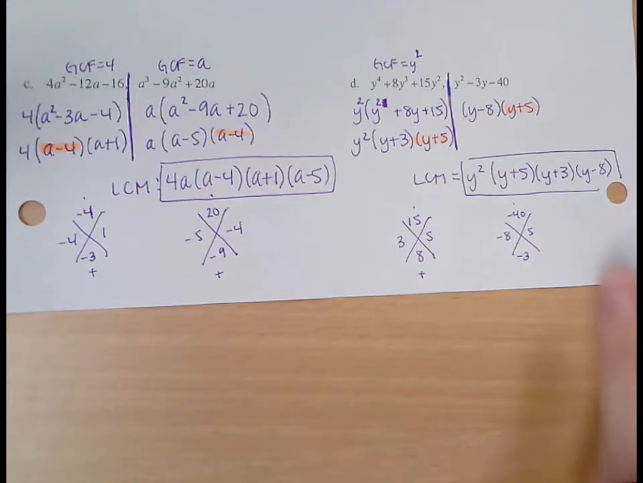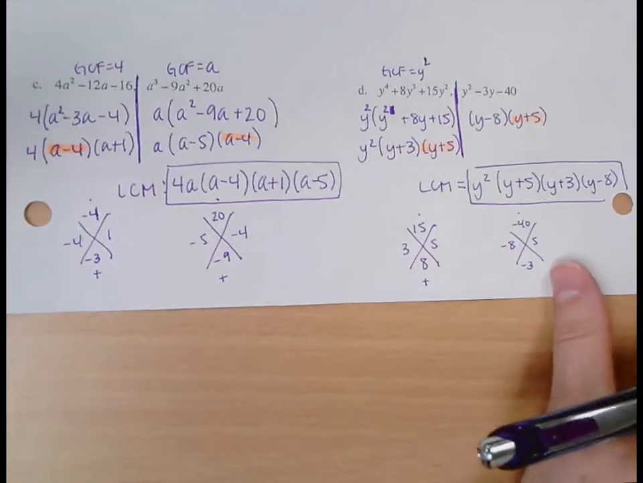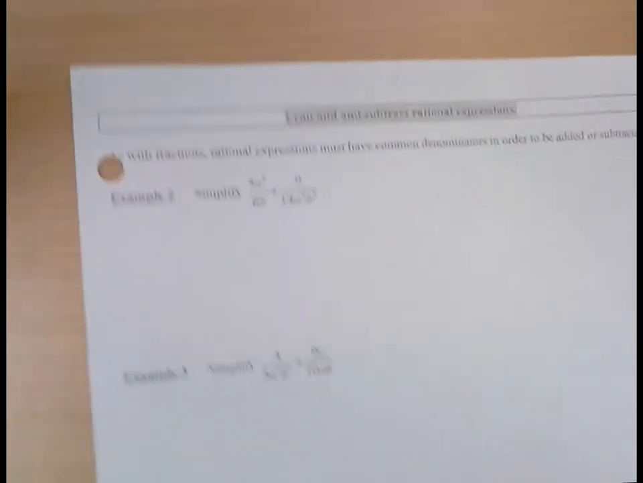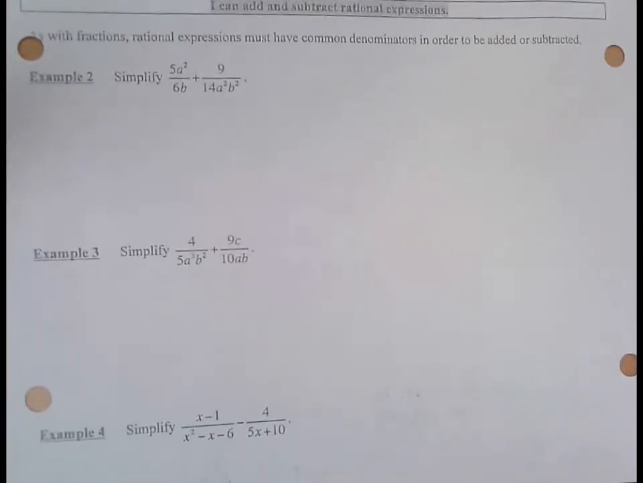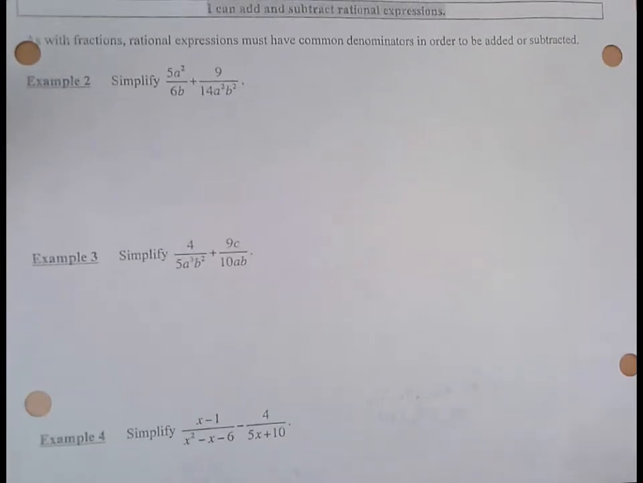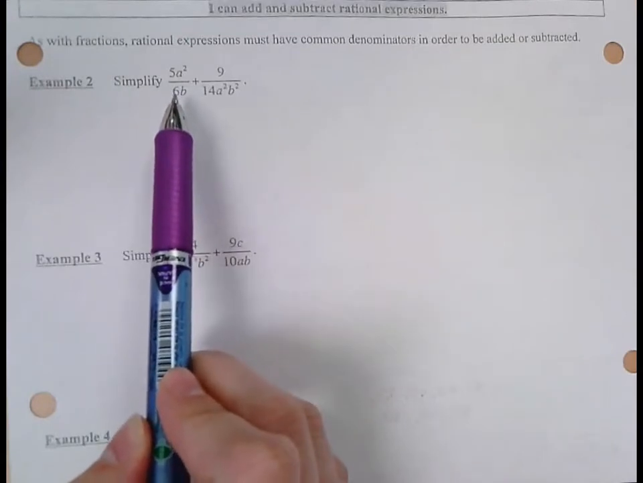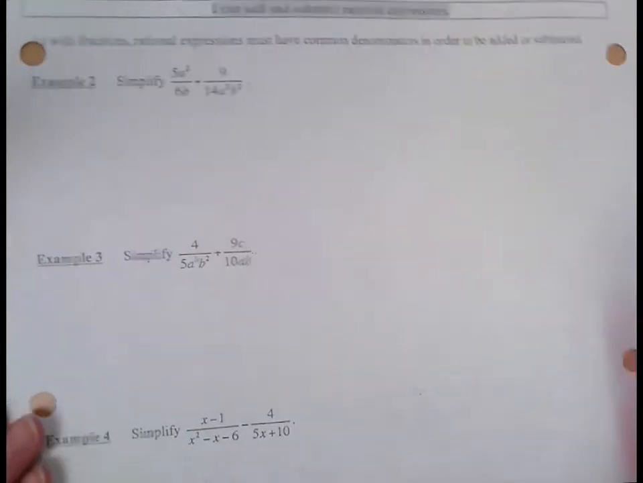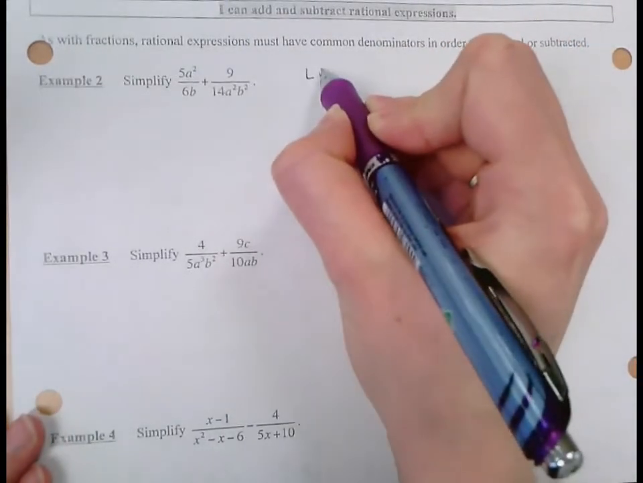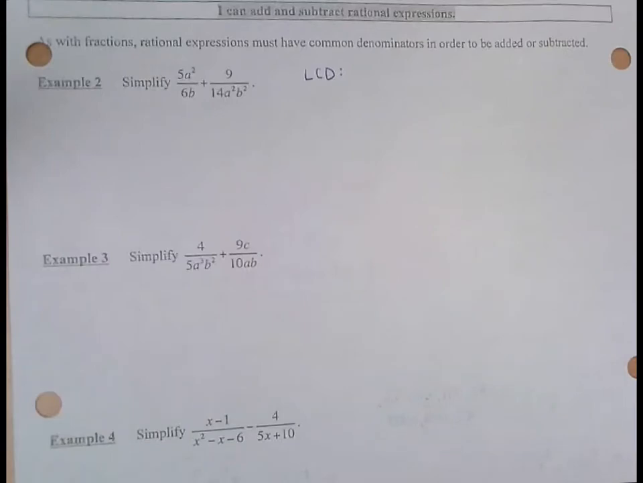Now we'll get to actually using the common denominators to add and subtract fractions. So, like we talked about, when you see problems like what is on the back side of this sheet, you're adding or subtracting rational expressions. You cannot add or subtract if the denominators are different. It's the same as if they were just numbers. So if we look at example 2, we need 6b and 14a squared b squared to have the same denominator. So this is where you'd want to find the least common multiple, which is the least common denominator.